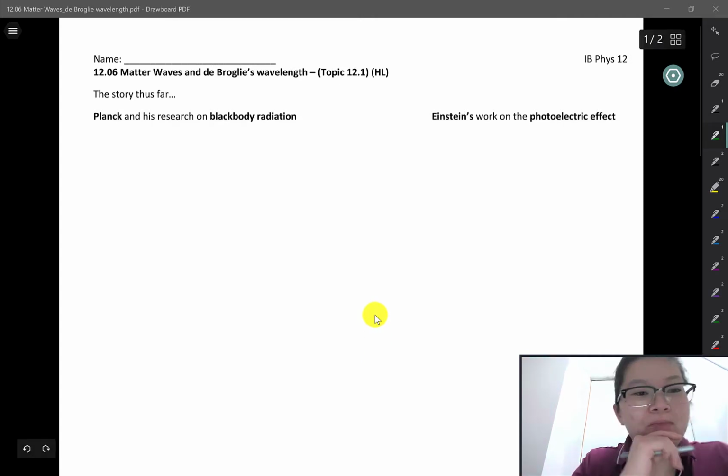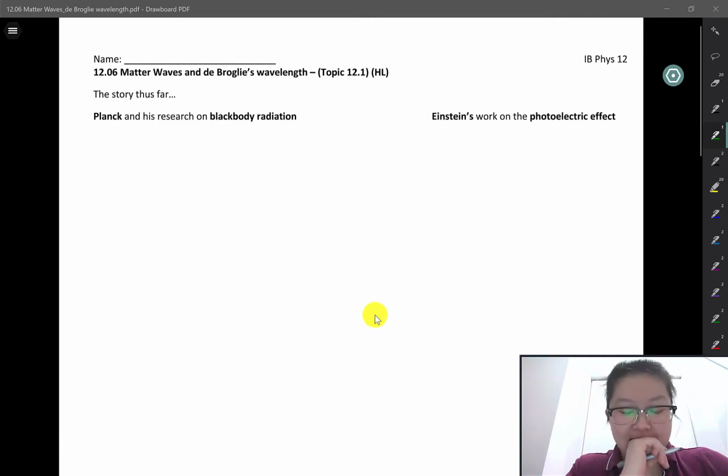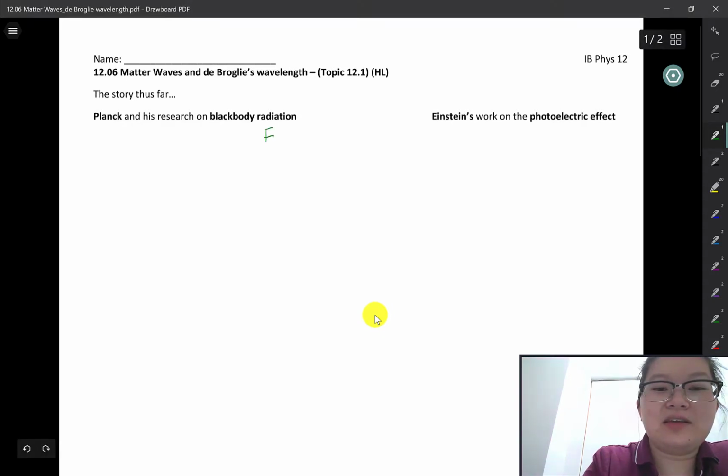Okay, let's get started. Planck and his research. So essentially, we have done Einstein's photoelectric effect. We've looked at Planck's constant and Planck's relationship between the energy of a photon and its frequency. So let's give us a little bit of backstory. I won't make it too long, just to give you an idea. So where did Planck come up with this constant and this E is equal to hf? So where did that come from?